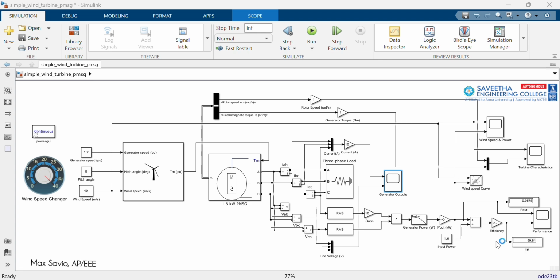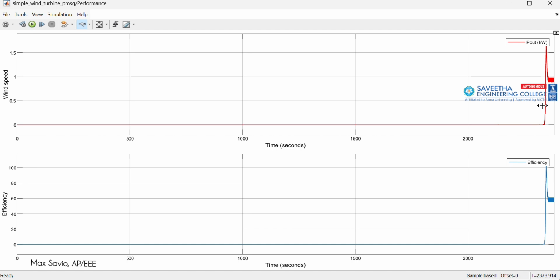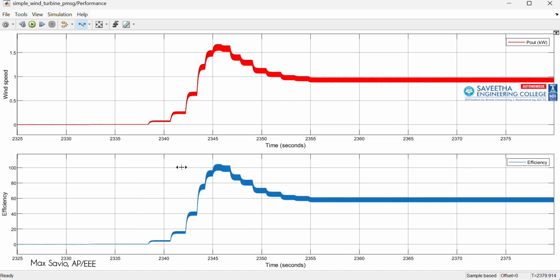And now we'll see the performance, the efficiency. So the efficiency also drops once the cutoff speed is reached. Since it's a 1.6 kilowatt generator, the power should reach close to 1.5, and we will be able to reach the maximum efficiency that I could, right?